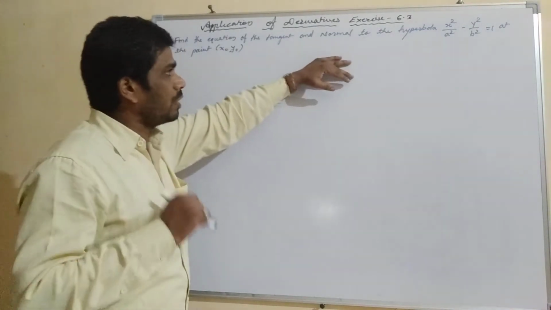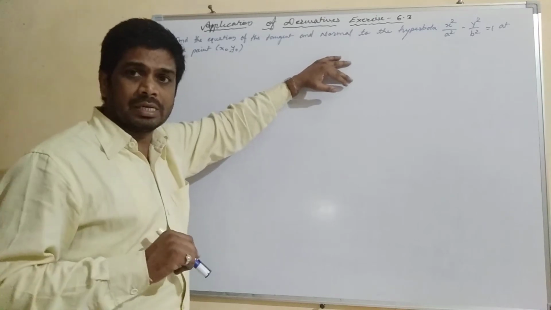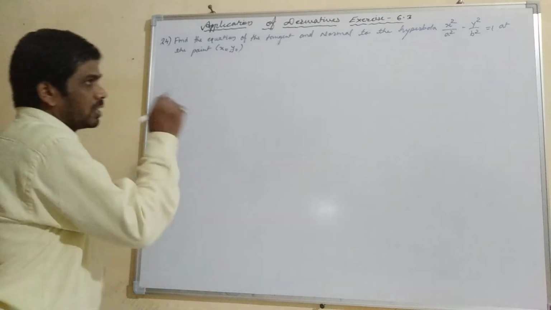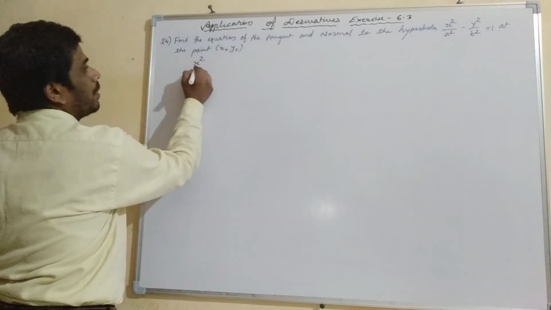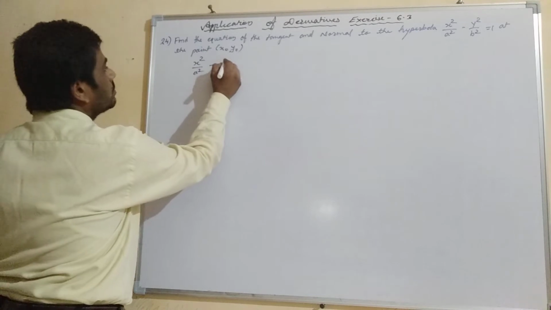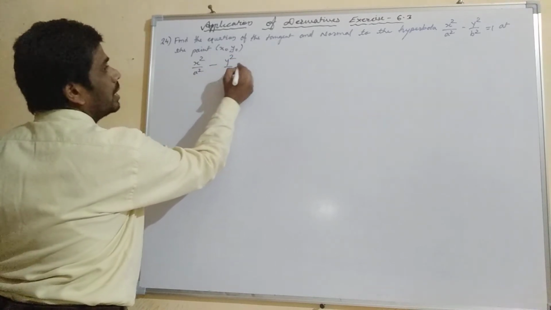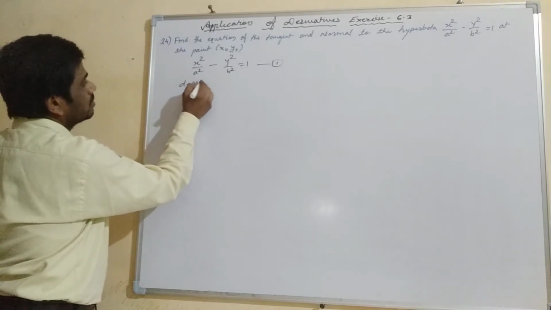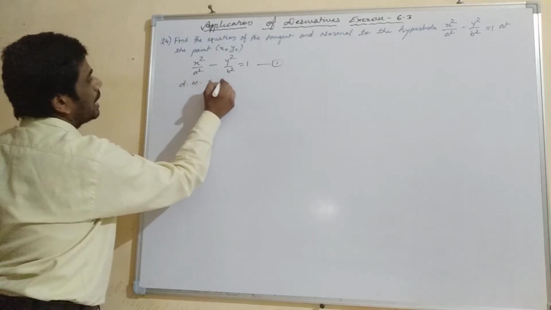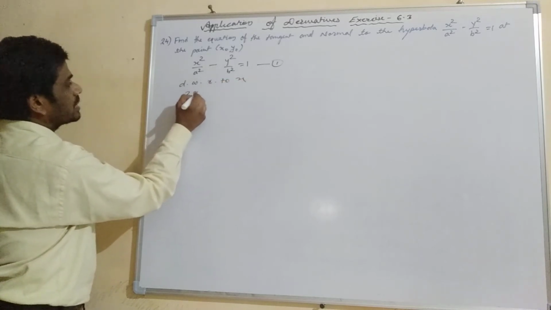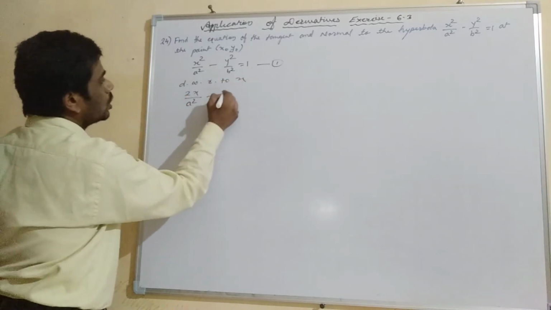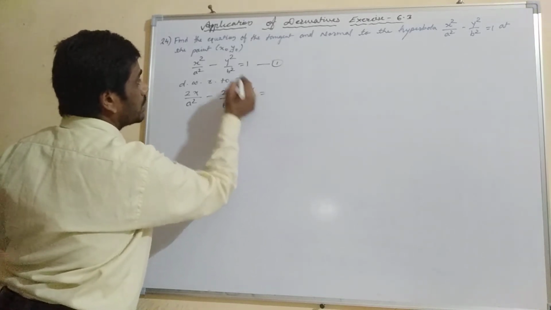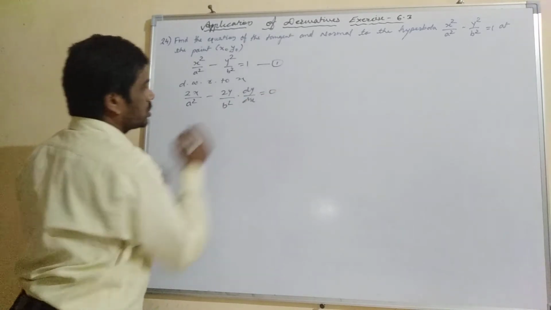So very first step, we will find the slope of a tangent. For finding the slope of a tangent, we have to differentiate the given curve. So x squared upon a squared minus y squared upon b squared equal to 1. This is equation 1. Differentiate equation 1 with respect to x. So you will get here 2x upon a squared minus 2y upon b squared into dy upon dx equal to, d by dx of any constant will be 0, so this will be 0.